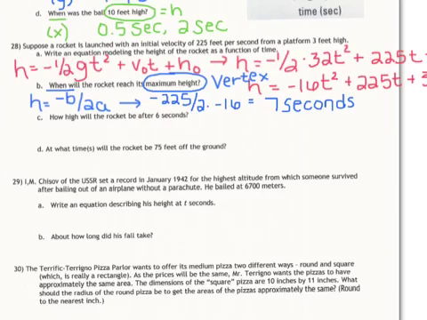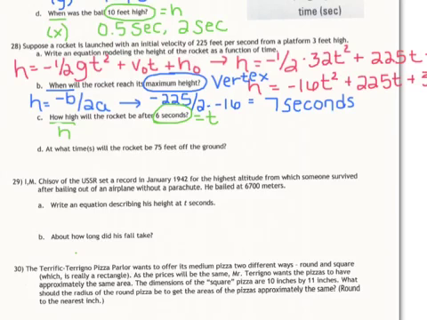Next question says, how high will the rocket be after 6 seconds? Okay, so if it's asking me for a height, that's really asking me for the h value or the y value of this equation. I guess I should put, not that that's y, but that it's asking me to find h, and it's giving me a time, meaning it's giving me a t value. Okay, so I want to know, what is h equal when t equals 6? And that's pretty easy to figure out.